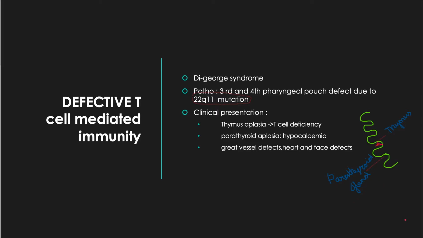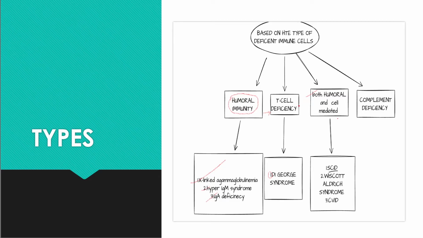Now, because the thymus is responsible for T cell maturation and proliferation, and thymus aplasia can be seen in these patients, there's going to be T cell deficiency, and parathyroid gland aplasia can also be seen in these patients. So, they eventually will have hypocalcemia, as the parathyroid gland produces parathormone, which increases the blood calcium levels. And on top of that, we're also going to find great vessel defects, heart, and face defects. So, we've covered T cell deficiency.